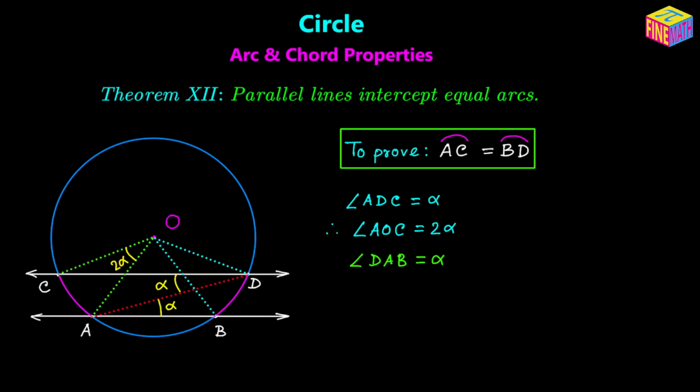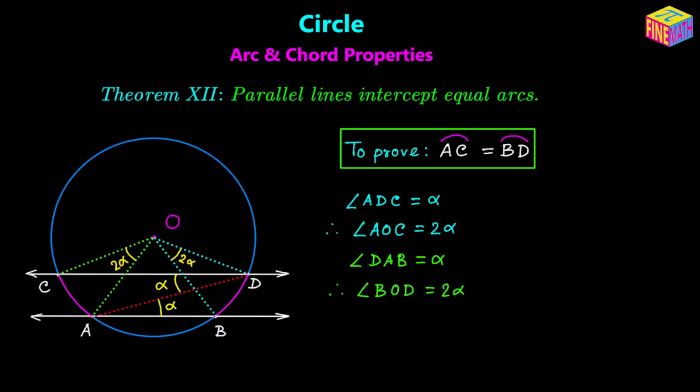Now, if you think about angle DAB, that is nothing but the inscribed angle for the arc BD. What is the central angle for the arc BD? Well, the central angle is angle BOD. So angle BOD will be 2 times the size of the angle DAB. That means angle BOD should be 2 times alpha. I hope things are clear up to this point.